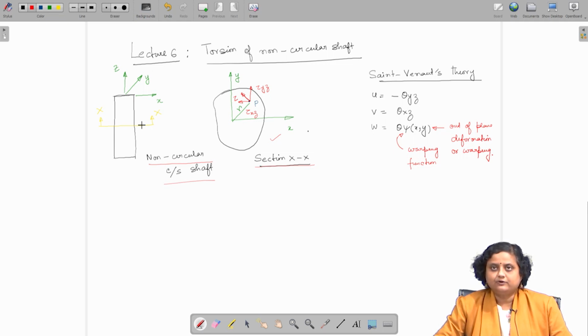And according to Saint-Venant's theory, the displacement fields for a non-circular cross section shaft are given as u, v and w, where u and v are exactly similar to those of a circular cross section shaft, except that w, which is the displacement in the lengthwise direction, is non-zero here, and it is given as theta into psi of x, y, where psi is the warping function which governs the out of plane deformation of the shaft in the lengthwise direction, or in the w direction.